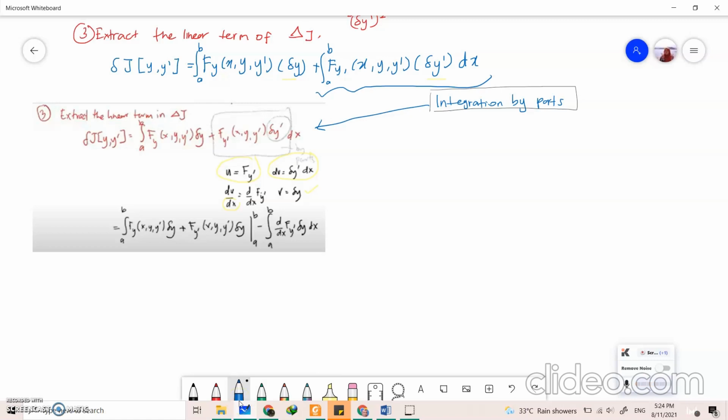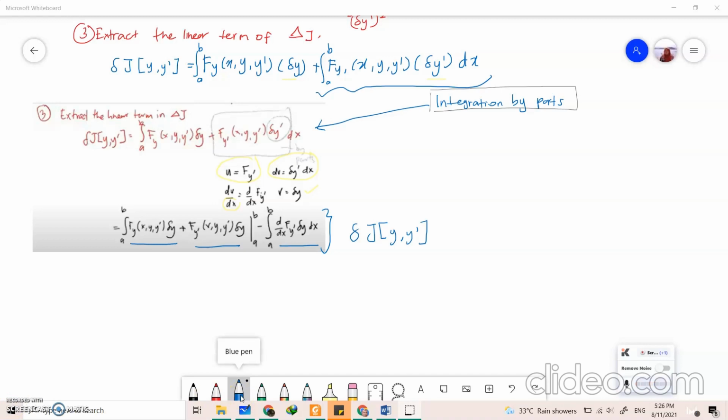So now you have the integral from a to b of f_y, x, y, y prime, delta y, plus uv minus the integral of v du. So here we have the simplified version of the linear term, the simplified version of the variation of J in y and y prime. Alright, then remember what we need to find is the extremum among functions.